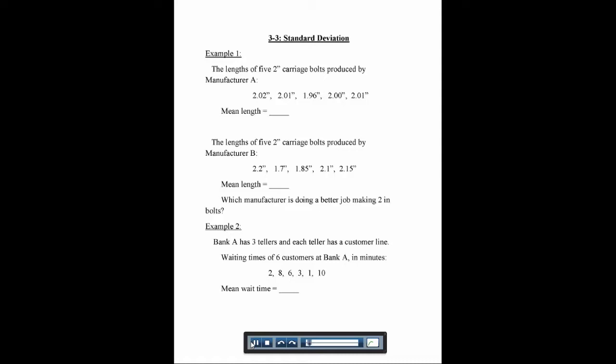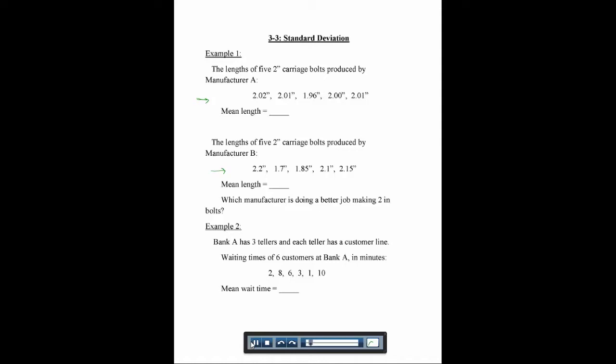Okay, so we've got manufacturer A and a sample of 5 of their bolts. They're 2-inch bolts. You know, they're not exactly 2 inches. One was 2.02 inches, one was 2.01, 1.96, 2.0 exactly, and 2.01. Okay, then we've got manufacturer B who's trying to make these same bolts, and their bolts were 2.2, 1.7, 1.85, 2.1, and 2.15.